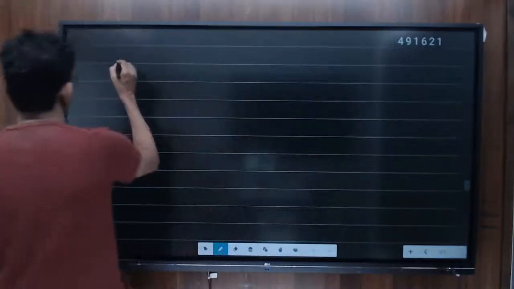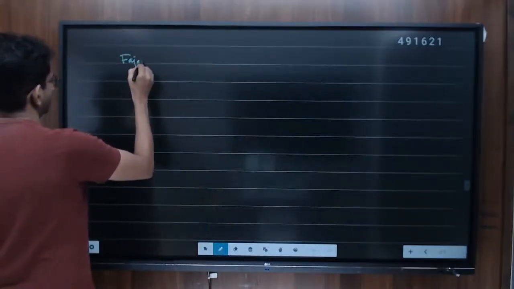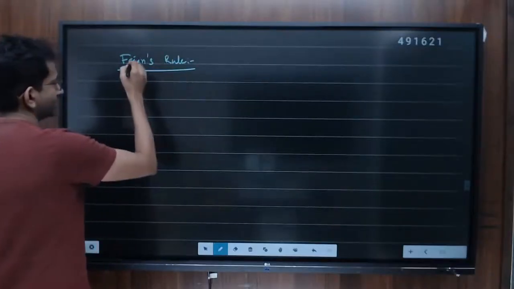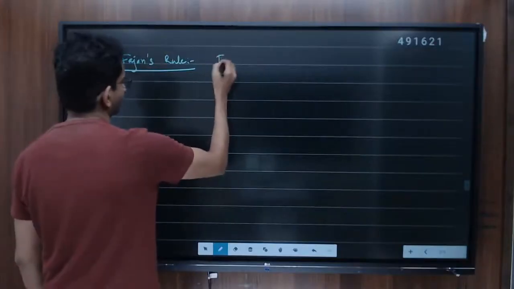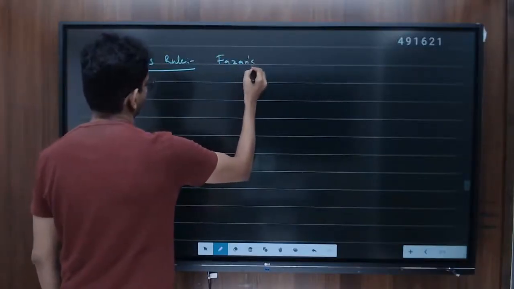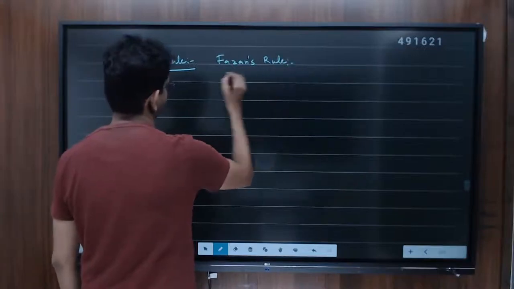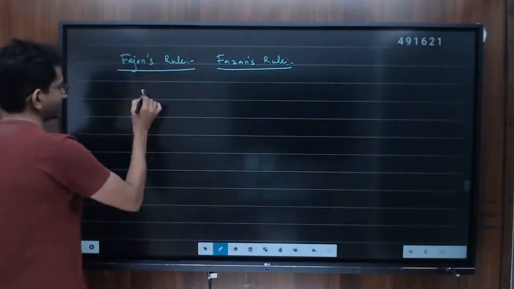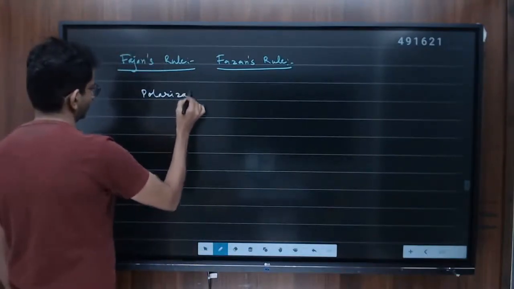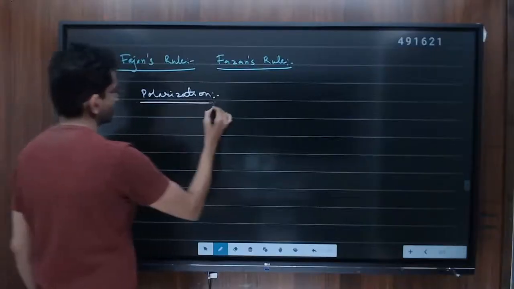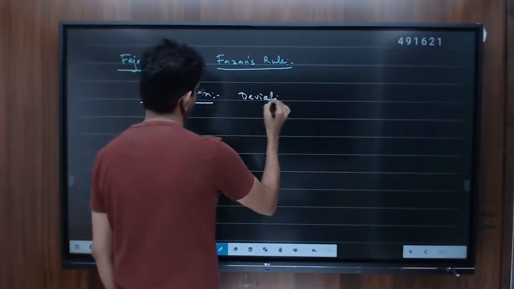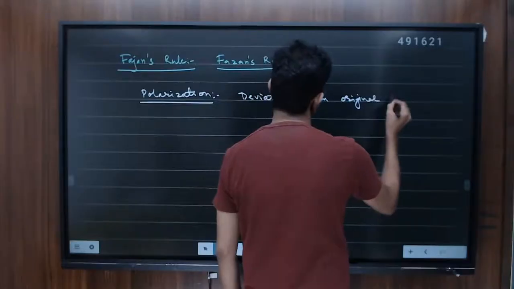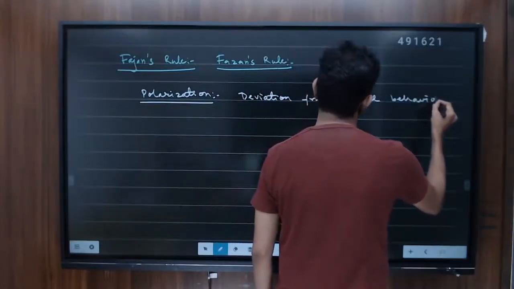Now today's discussion is Fajan's rule. In many books, instead of this J, you may find Z also. We have already discussed the word polarization so many times. Polarization means deviation from original behavior.